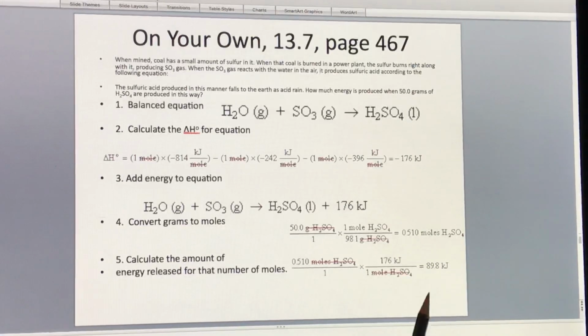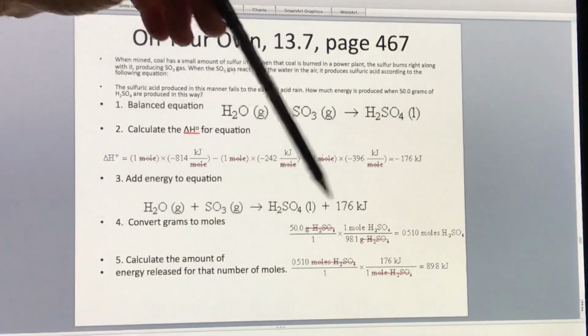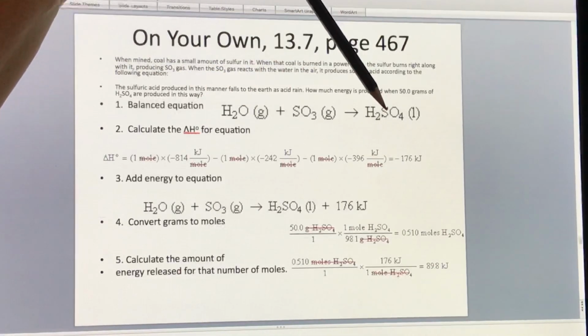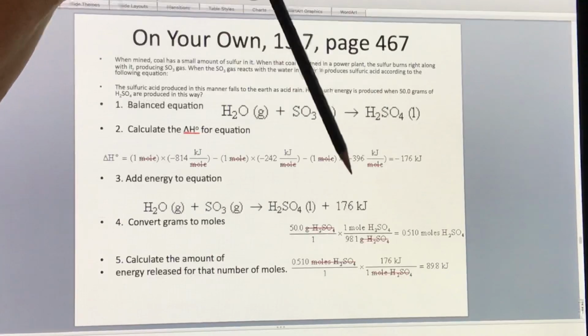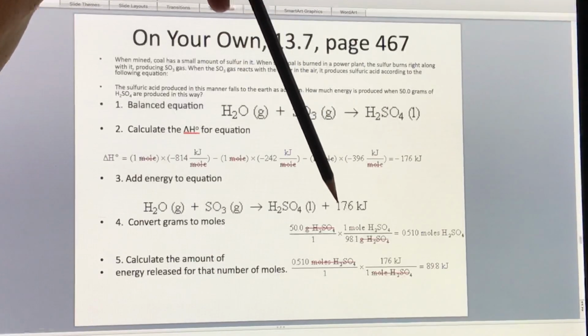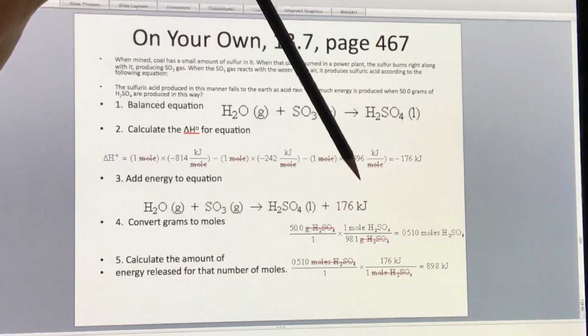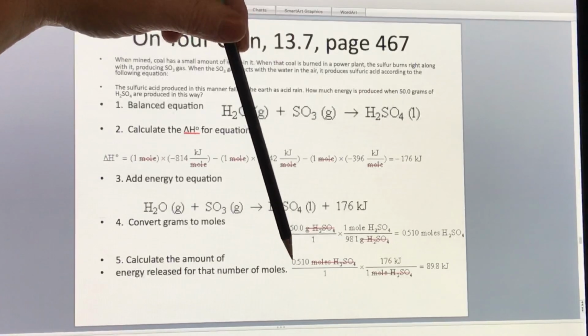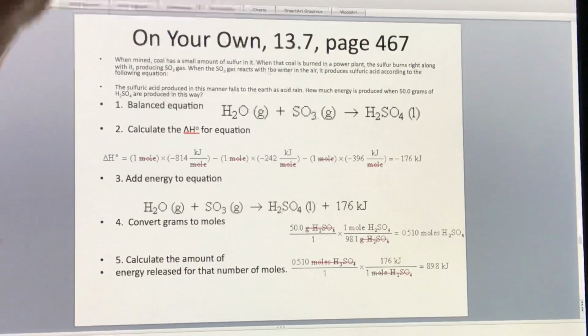So our question is, if 0.51 moles of H2SO4 is yielded with 176 kilojoules, how much would 0.51 moles yield? And so we multiply it by this conversion factor, the 176 over the 1, and we get 89.8 kilojoules.